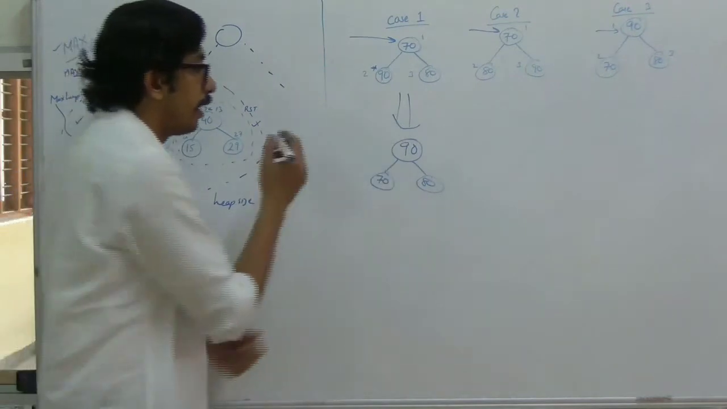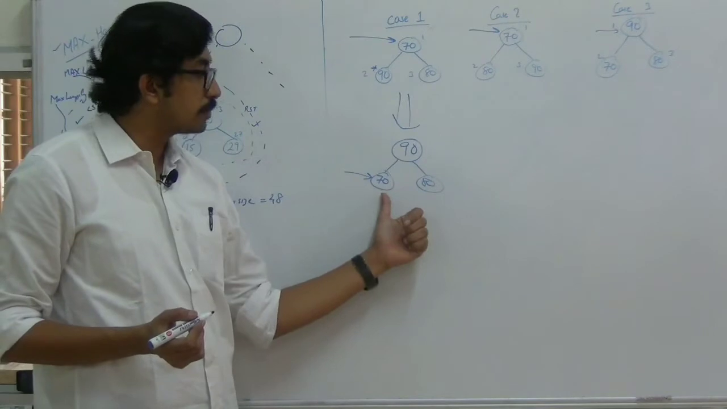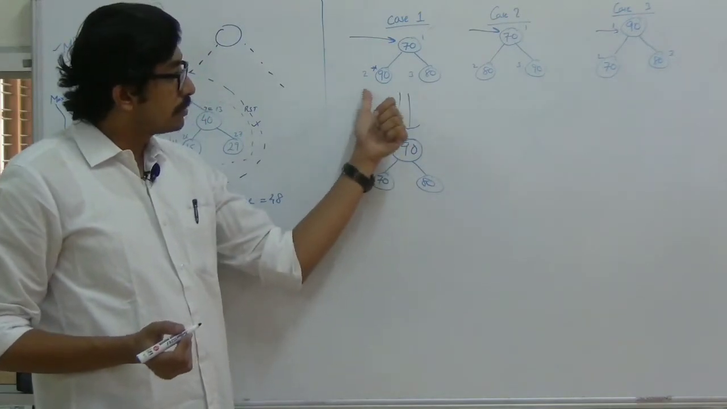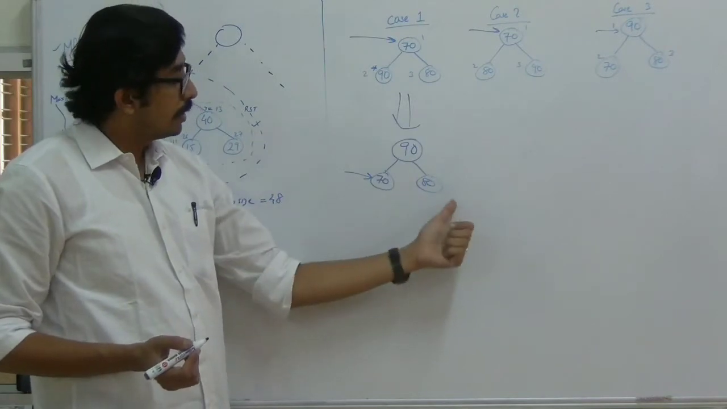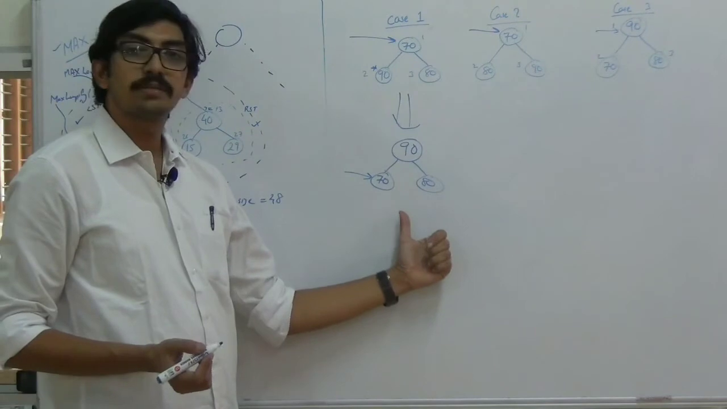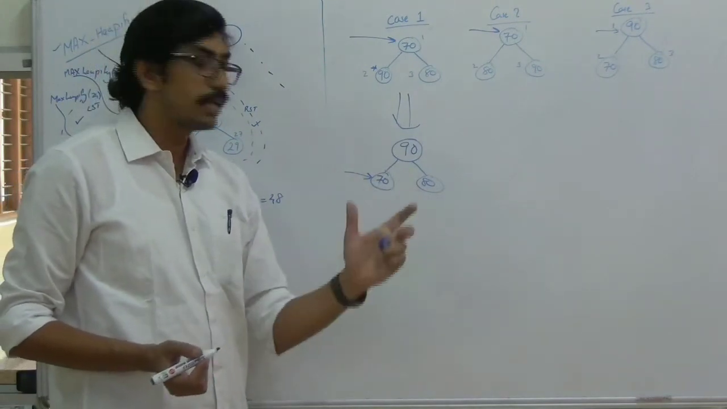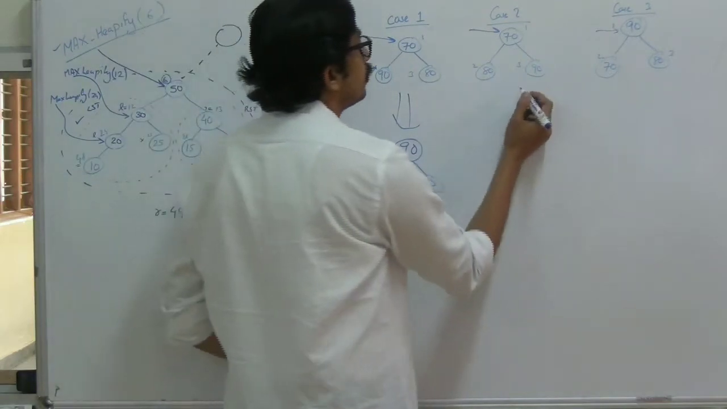We will swap. After swapping, we will be having a function call again. There will be a Max Heapify at position 2. But as you can see, there is no left child or right child for 2 because heap size is only 3. Left child is at position 4 and right child is at position 5. So there will not be any further function call. This will be a final max heap. And this is case 2.